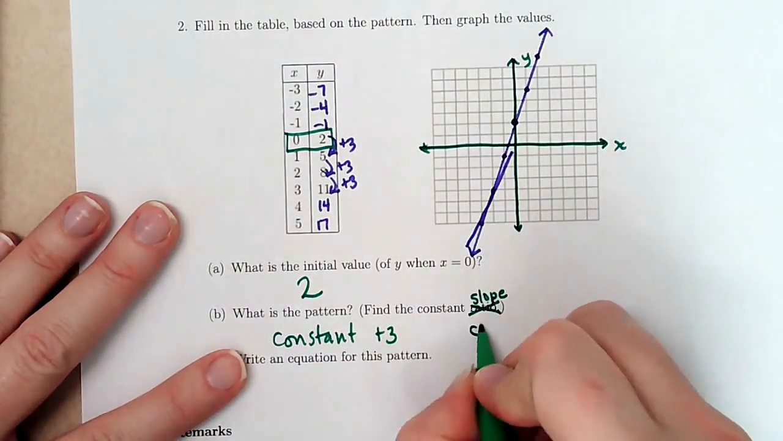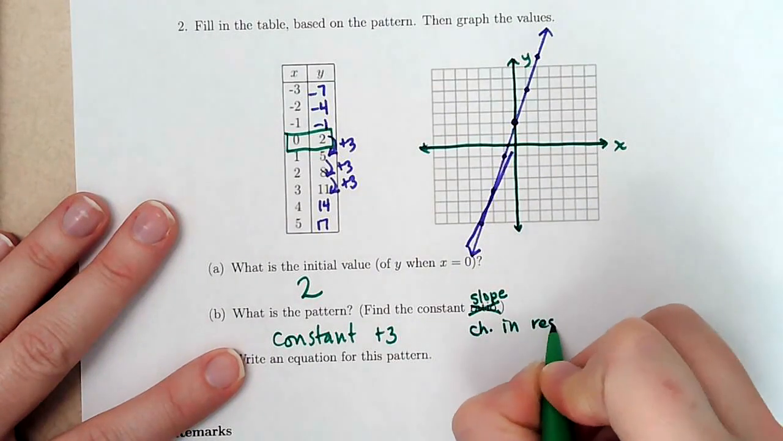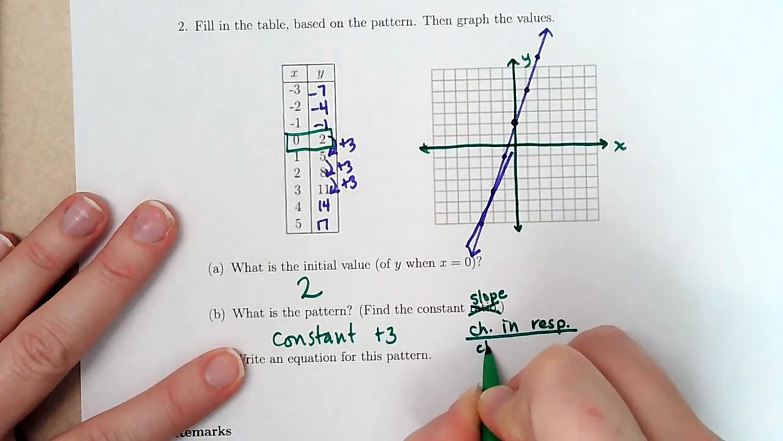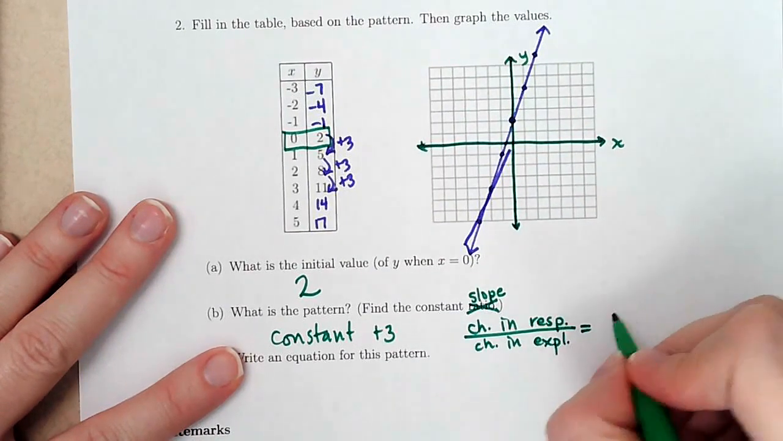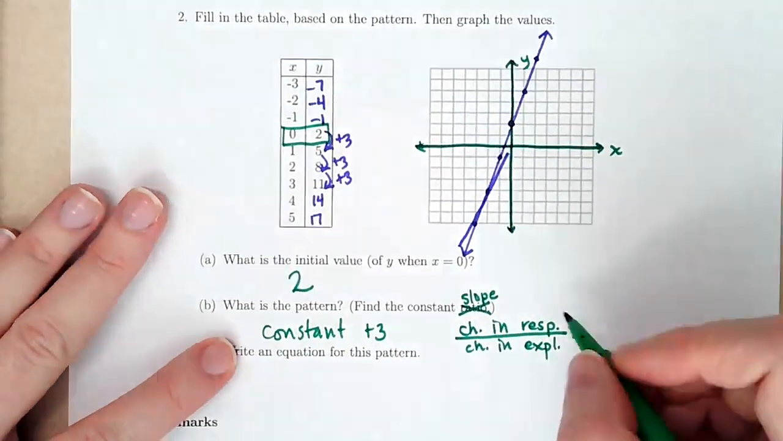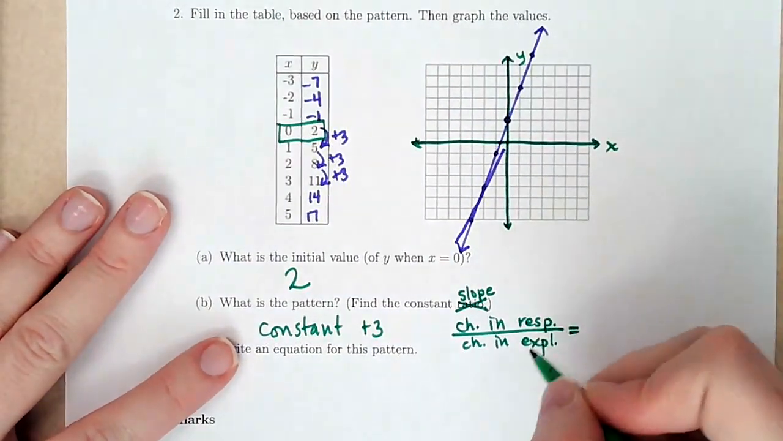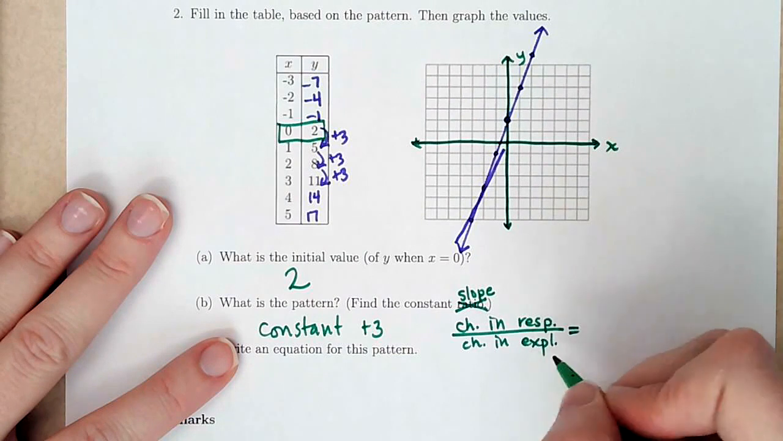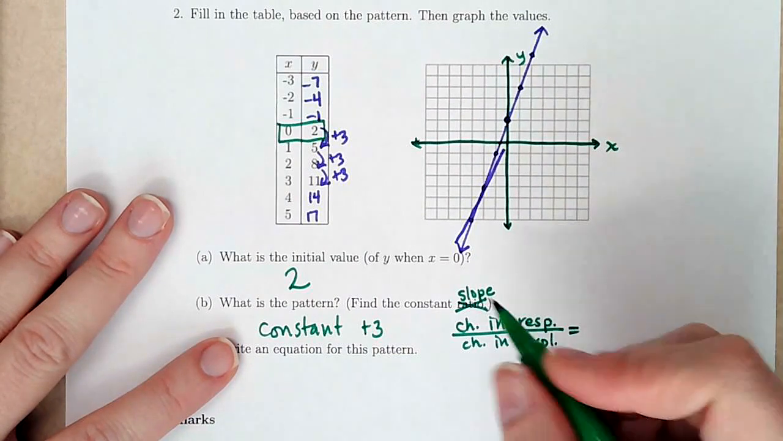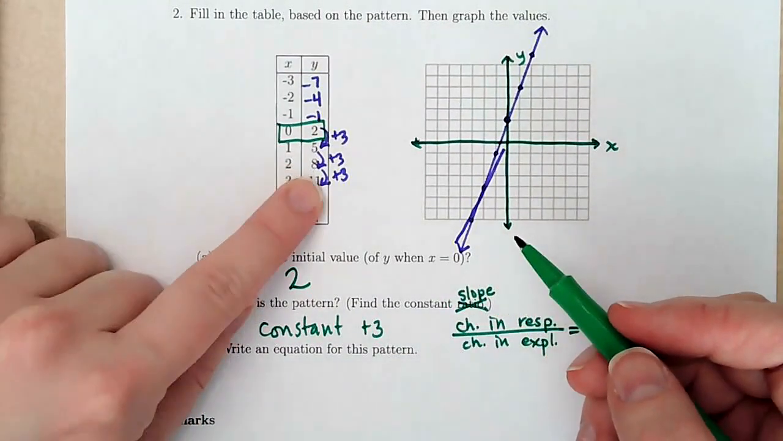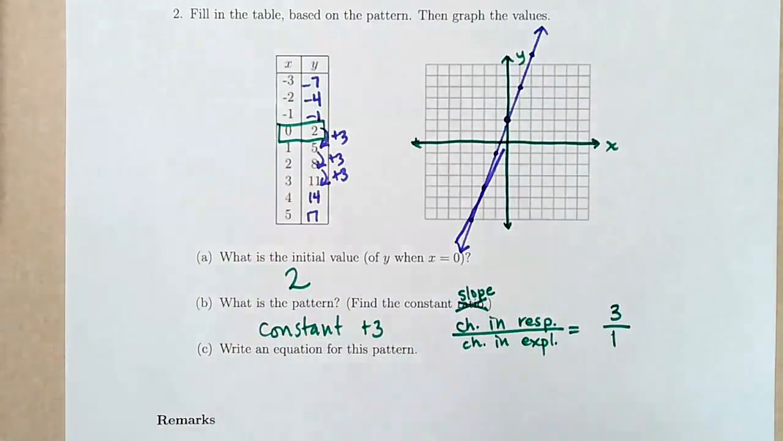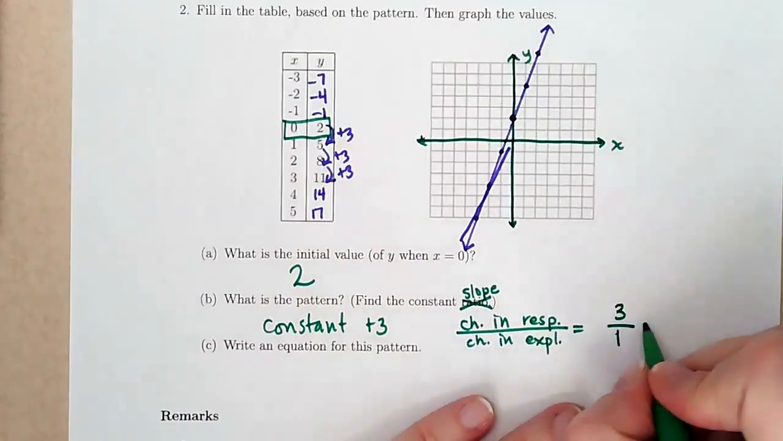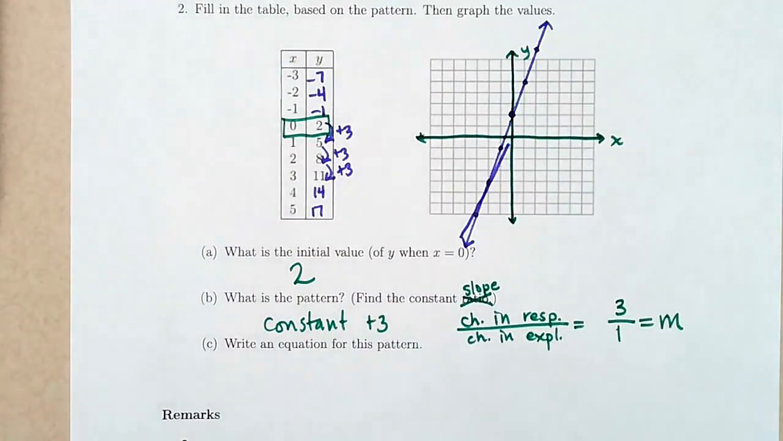And that is the change in response compared to the change in explanatory, or the change in y variables, or the dependent y compared to the change in the independent x's. Okay, but even if we do that, how did that change? Yeah, it went up by 3. How did that change? Yeah, it went up by 1. Constant plus 3. Okay, but that in this case is called the slope because it's linear, right?